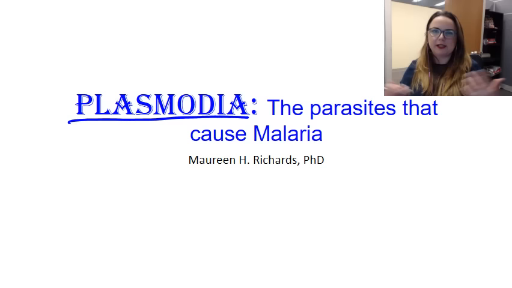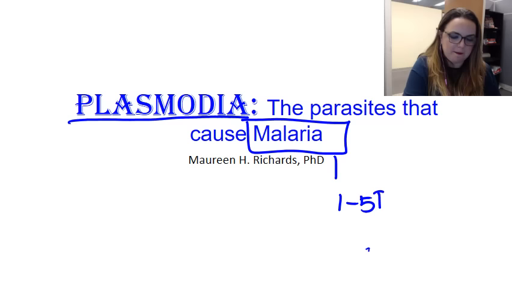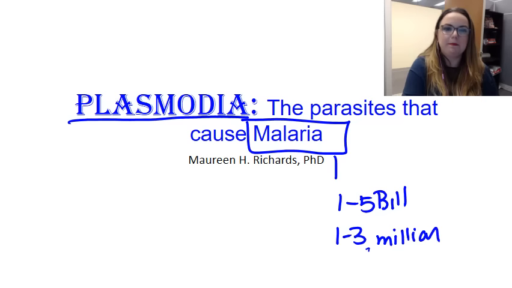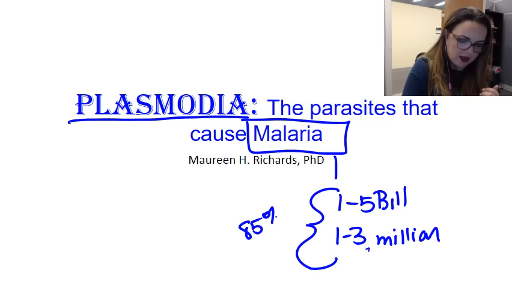And malaria, in case for some reason you've been living under a rock and don't know that malaria is a huge deal, there are between 1 to 5 billion febrile illnesses per year and 1 to 3 million deaths per year because of malaria. So this is a huge deal, and there's so much research that goes into it. Approximately 85% of these infections occur in Africa, and this is really a huge focus for world health initiatives.